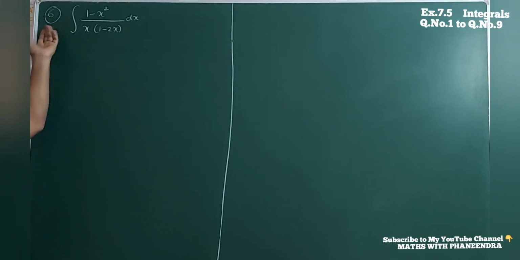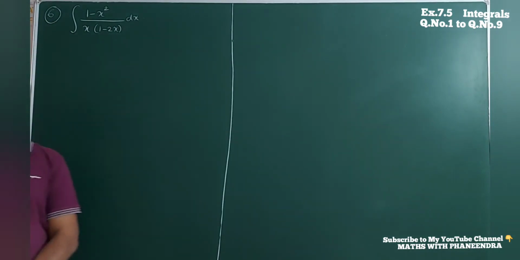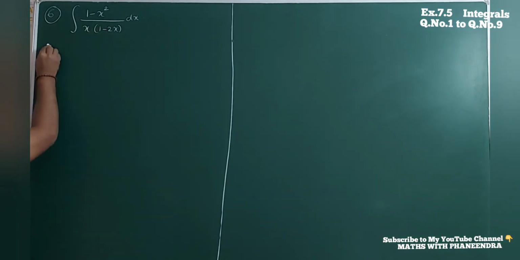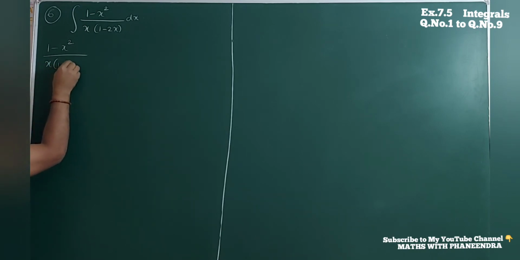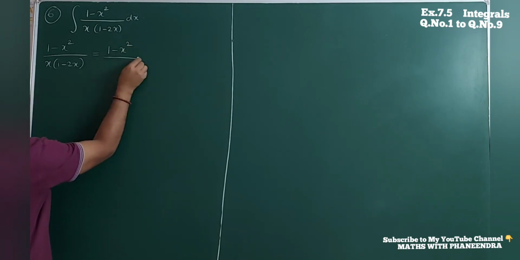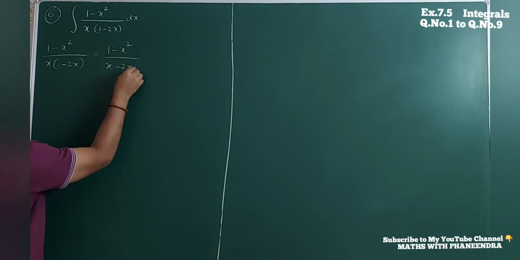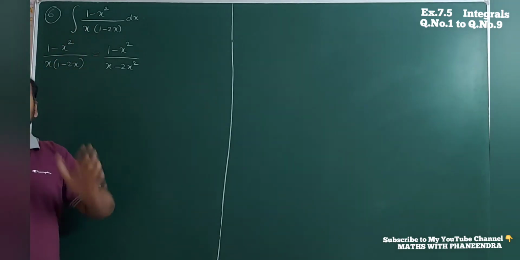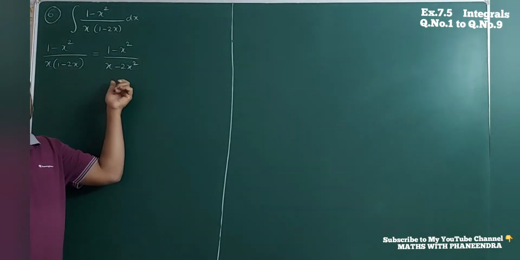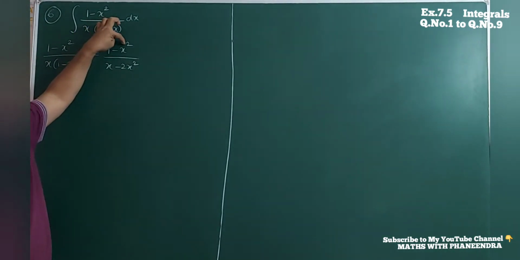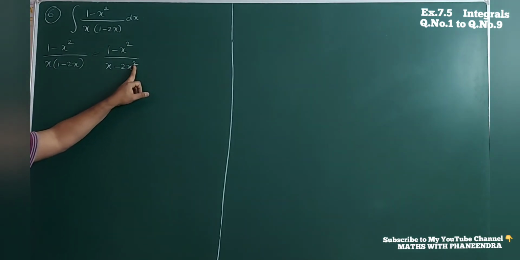Next question, dear students. Question number 6. Integral of 1 minus x square by x into 1 minus 2x. See here, 1 minus x square divided by x into 1 minus 2x. This can be written as 1 minus x square by x minus 2x square, which is absolutely an improper fraction. Why? Because the numerator degree is 2, and the denominator degree is also 2.